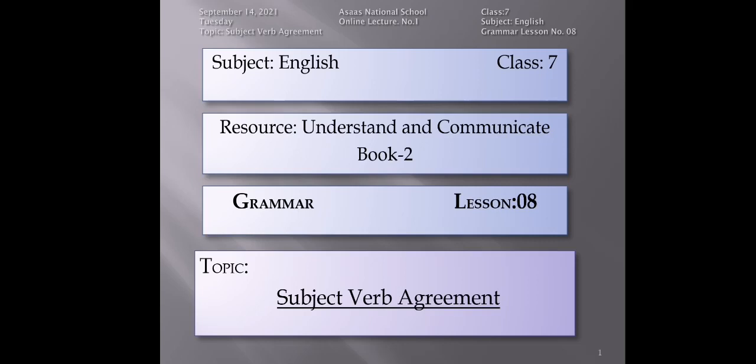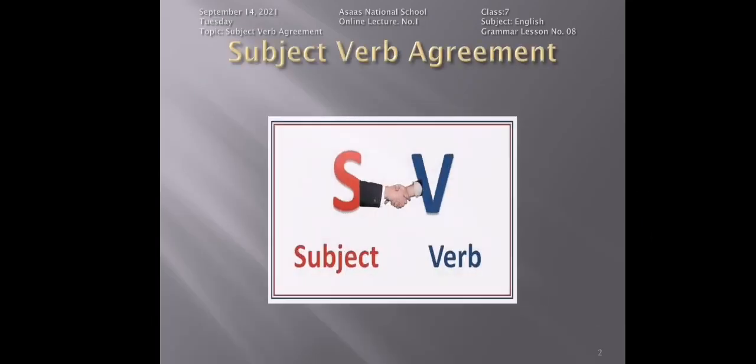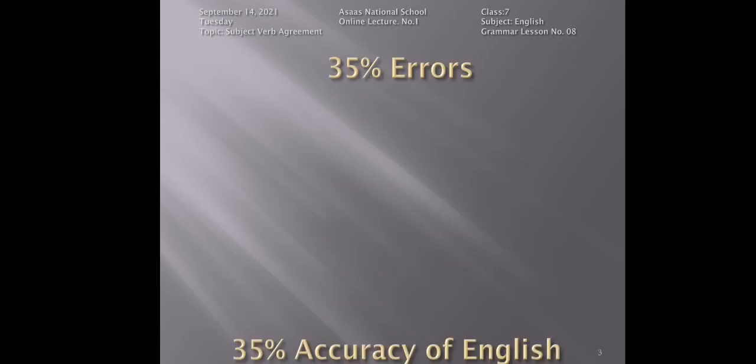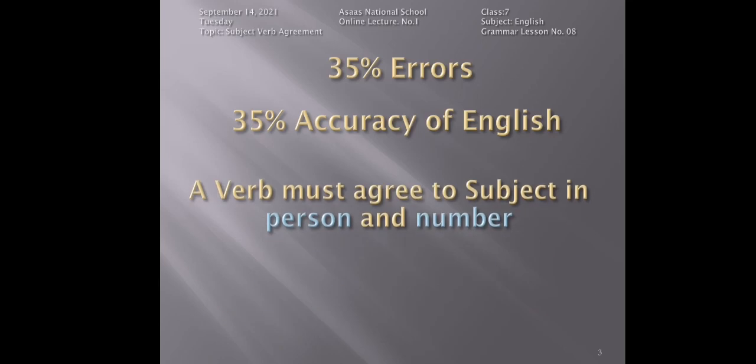Grade 7 students. Today you'll be reading grammar lesson number 8, subject-verb agreement. Remember students, a verb must agree with the subject in person and in number. This rule is very important, and if you are able to master it, you'll be able to remove 35% of your errors. In other words, you will gain 35% accuracy in the English language.